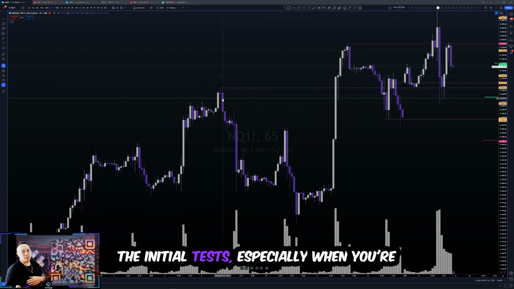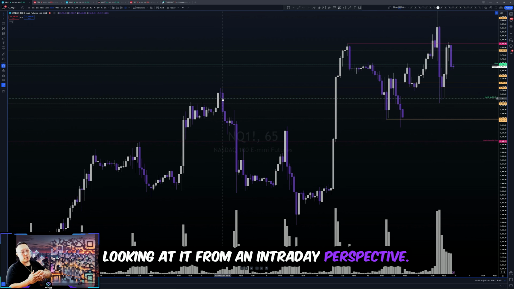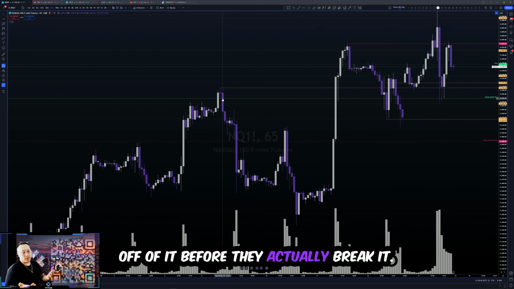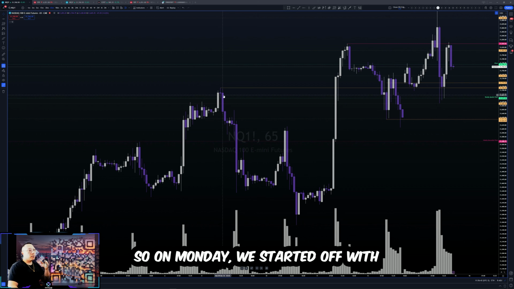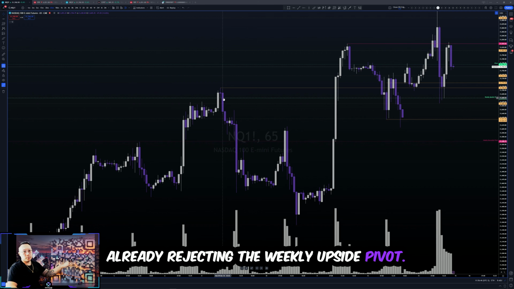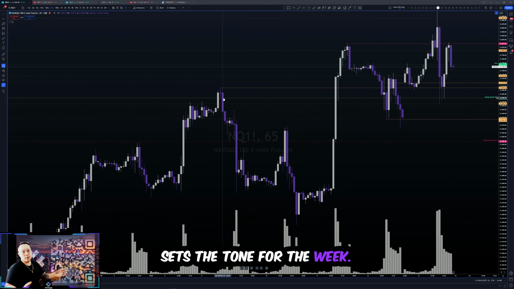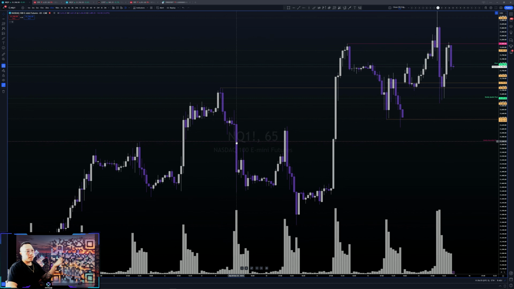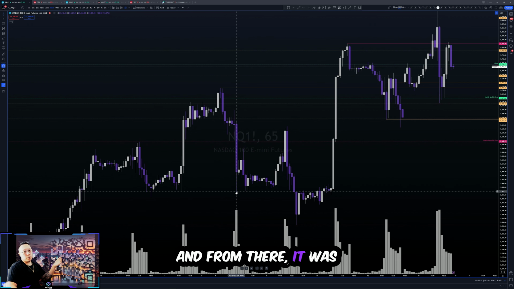The initial tests, especially from an intraday perspective, will usually provide a reaction off of the pivot before it actually breaks. So on Monday, we started off already rejecting the weekly upside pivot. This already sets the tone for the week. We're bearish all week long. We broke the weekly downside pivot the same morning, and from there, it was another 150 points or so.